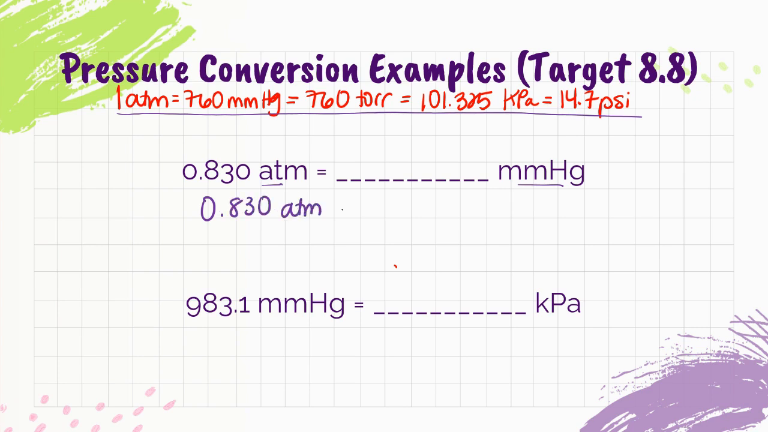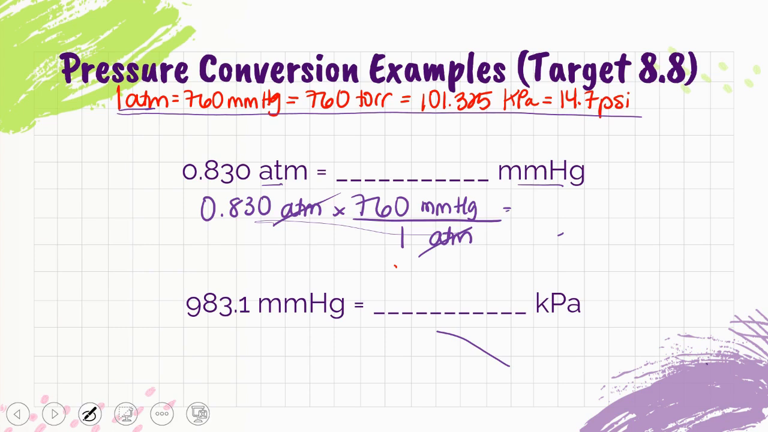0.830 ATMs, and now I need to get rid of ATMs, so they're going to have to go in the denominator, and I'm looking for millimeters of mercury. So let's look. ATMs, that's 1, millimeters of mercury, 760. ATMs cancel, and you're left with units of millimeters of mercury. So this would be 630.8. Again, I encourage you to calculate these with me. Really don't worry too much about significant figures. As we go through the unit, these are going to be just small pieces of a bigger problem. All right, let's try the next one.